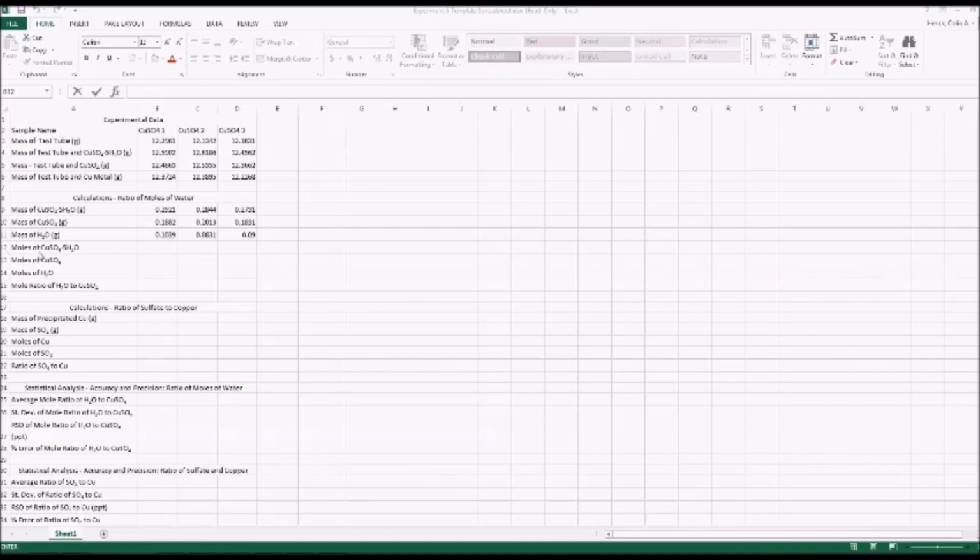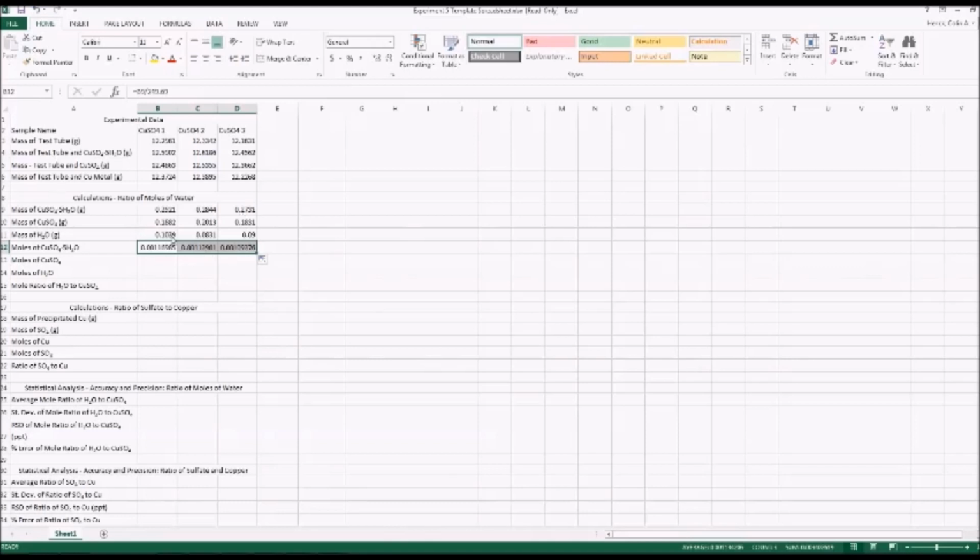In order to determine the number of moles of hydrated copper 2 sulfate, we need to take the grams of hydrated copper 2 sulfate and divide by the molar mass. To do this, we again type the equal sign, take the mass of the hydrated copper 2 sulfate, and divide by 249.69, the molar mass of copper 2 sulfate pentahydrate. Again, once we have the moles, we simply drag it across to get it for the other two trials.